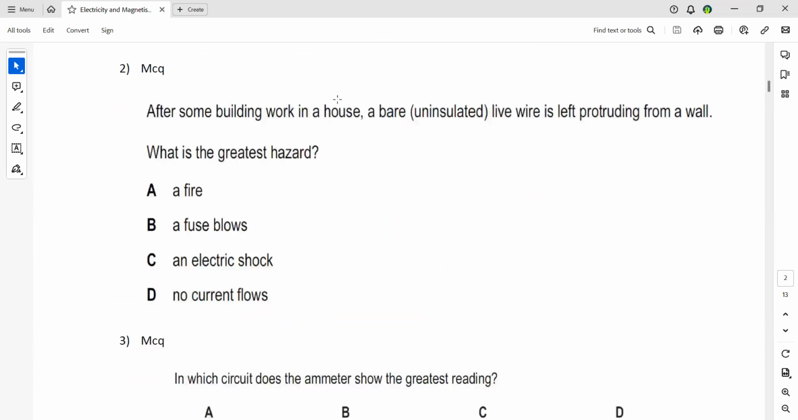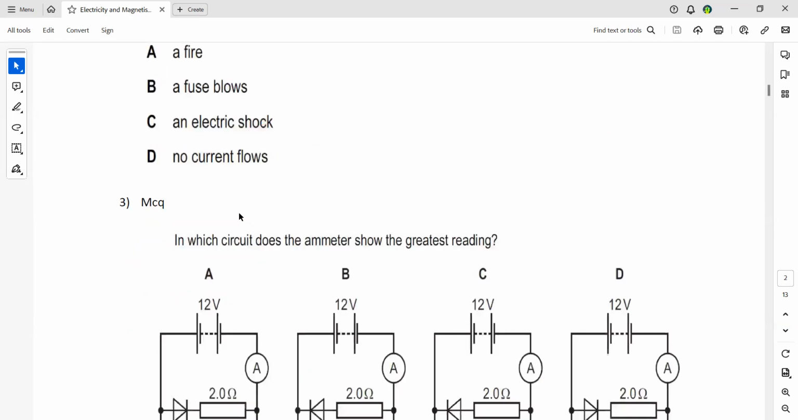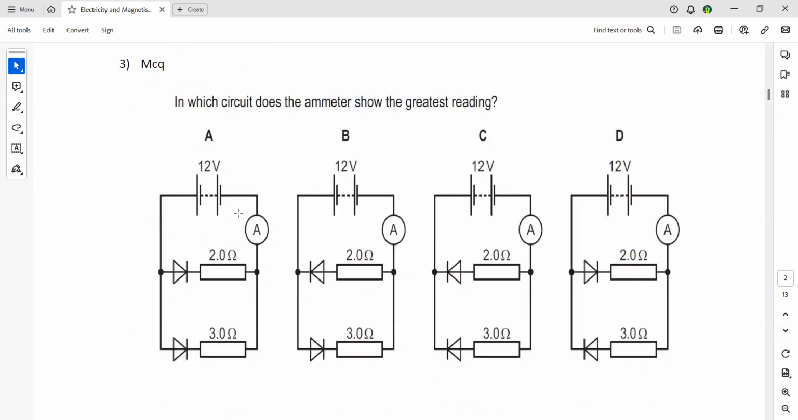After some building work in a house, a bare uninsulated live wire is left protruding from the wall, touching the wall. What is the greatest hazard? What is the greatest hazard for a live wire to be uninsulated? If someone touches it, he will get an electric shock. That's why there's insulation on the wire.